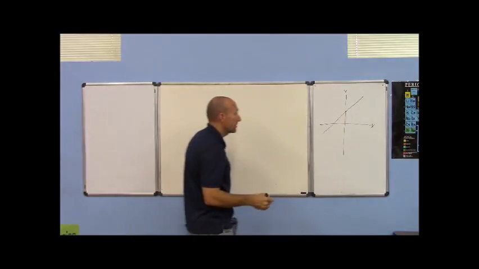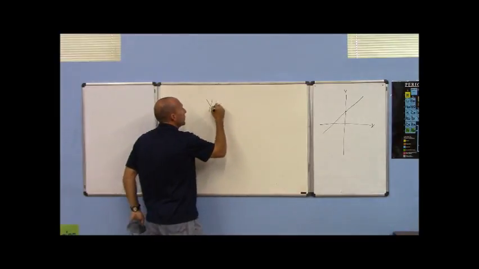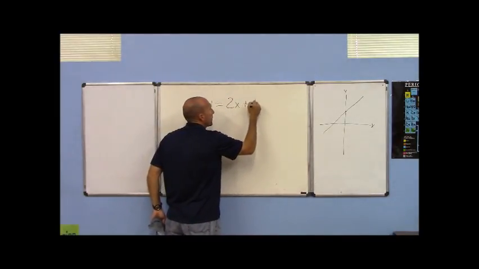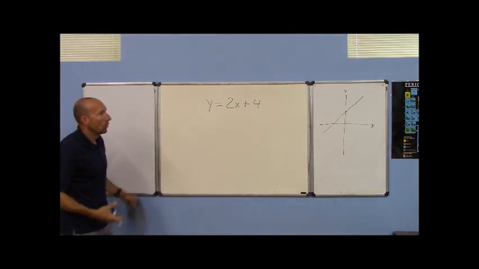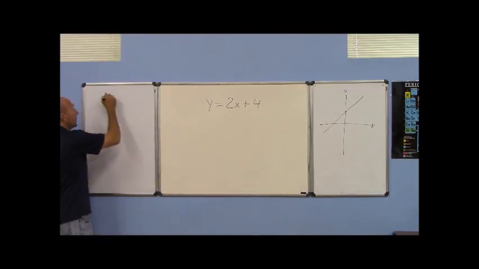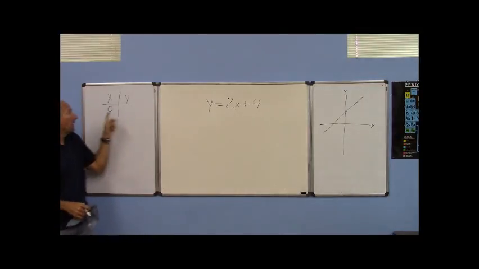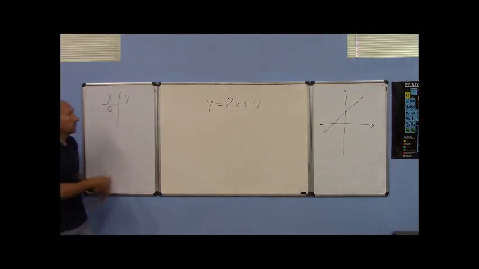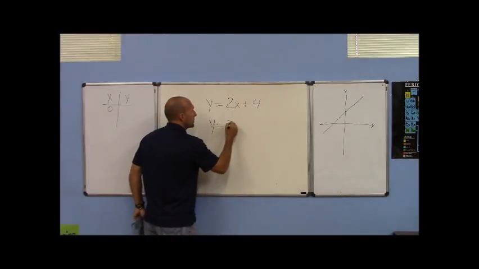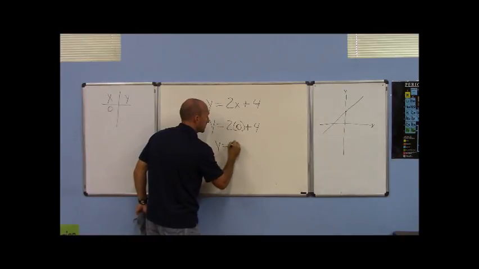So what that tells us is if we have y equals 2x plus 4, well, we know that x equals 0 if we're told to find the y-intercept. To figure out the y-intercept, we know x is 0, so we have to figure out what y is when x is 0. So then we plug this in. Y equals 2 times 0 plus 4. So y equals 4.